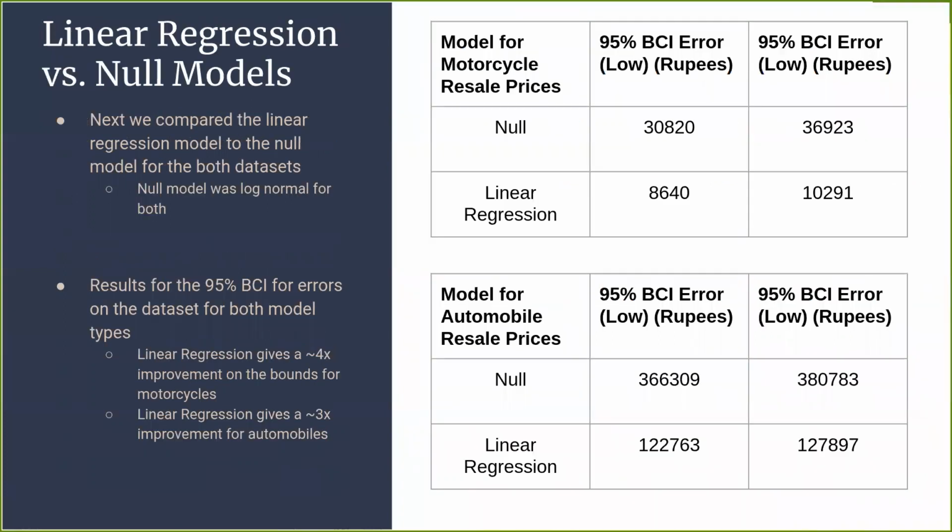So next we compared the models we created to their null model versions. And in both cases, we used a log normal null model. That way we weren't getting zero values for the resale price. That wouldn't make sense. And in both cases, we saw multiplicative factors of improvement using our model versus the null model. In the motorcycle case, we had a 4 times improvement on our bounds, and in the automobile case, a 3 times improvement, give or take.